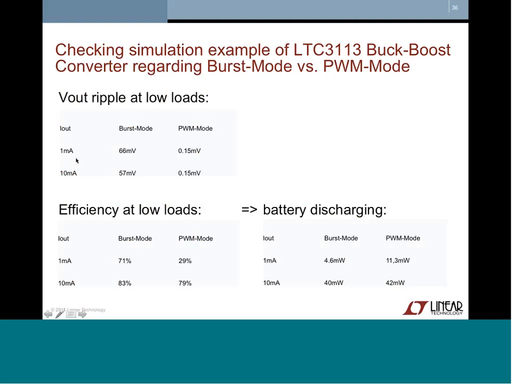Let's consider the numbers. Let's start with efficiency at low loads. When we have 10 milliamps out of the LTC3113 in the burst mode, it's still high, 83%. In the switching mode, it's 79%. So not much of a difference. But if we go down with the loads until 1 milliamp only, the burst mode is still high, 71%, while the switching mode is below 30%.